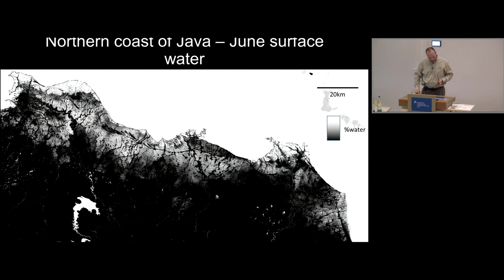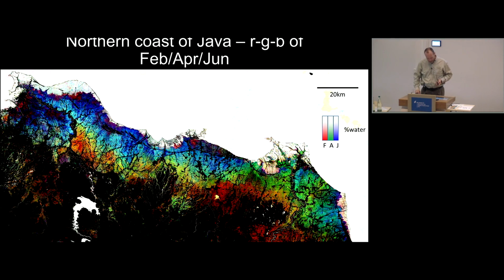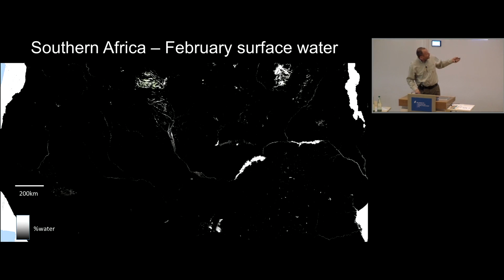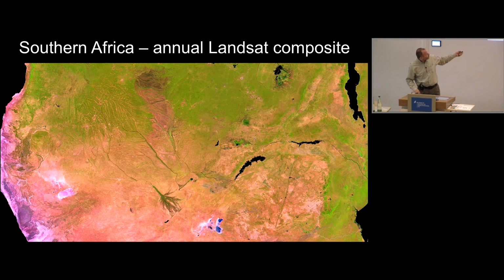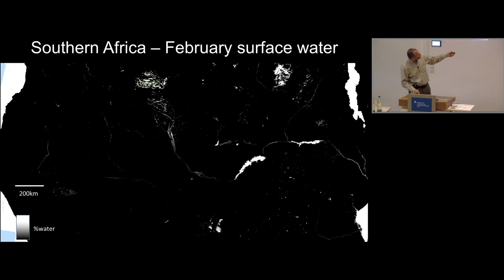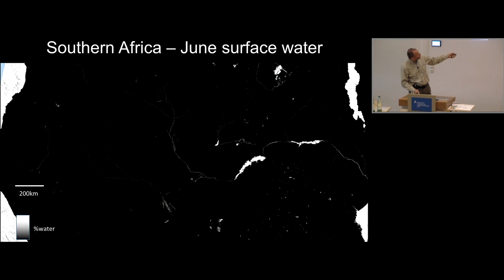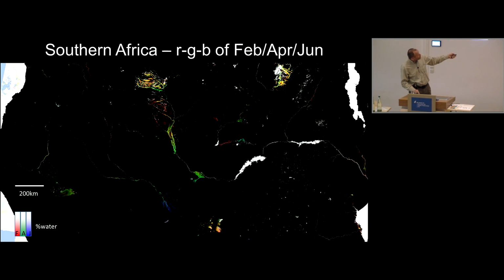And I'll just zoom through water. Water is another thing, 30-meter water. This is rice paddy evolution of water hydroperiod in northern Java. This is water in southern Africa, so the Zambezi, and Dr. Murray was talking about this yesterday, the Okavango. So this is February surface water, and then it collects in April in the Bratzi Plain, and then it's gone in June in the dry season. So this is another theme, water.